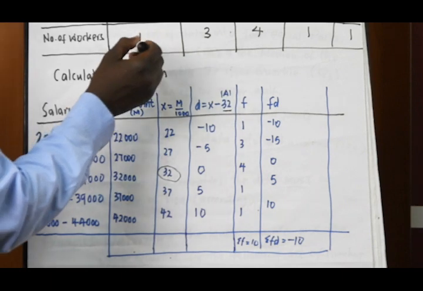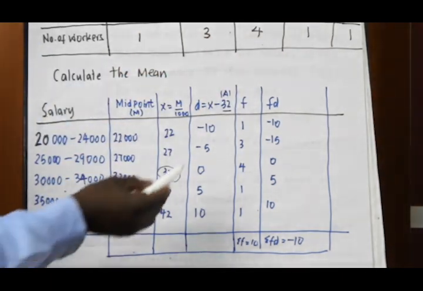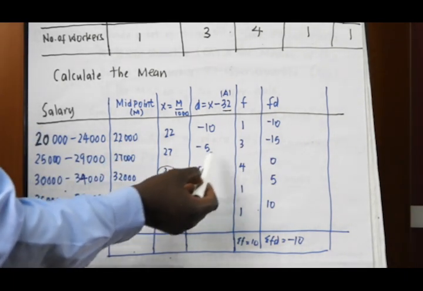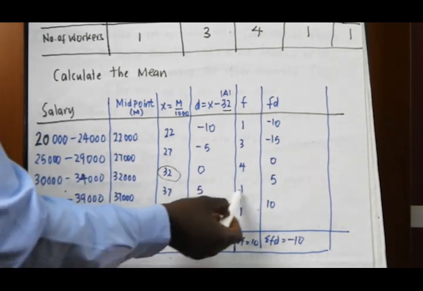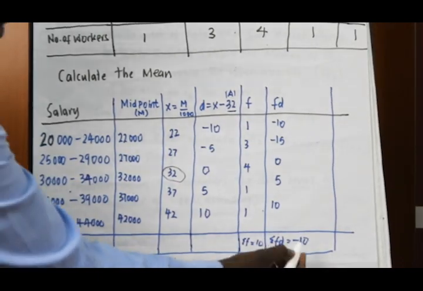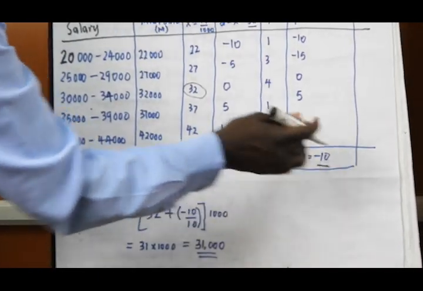Then we multiply by the number of workers. So negative 10 times 1, negative 10. Negative 5 times 3, negative 15. 0 times 4 is 0. 5 times 1 is 5. 10 times 1 is 10. When you add all that, we'll get the summation for those deviations is negative 10.